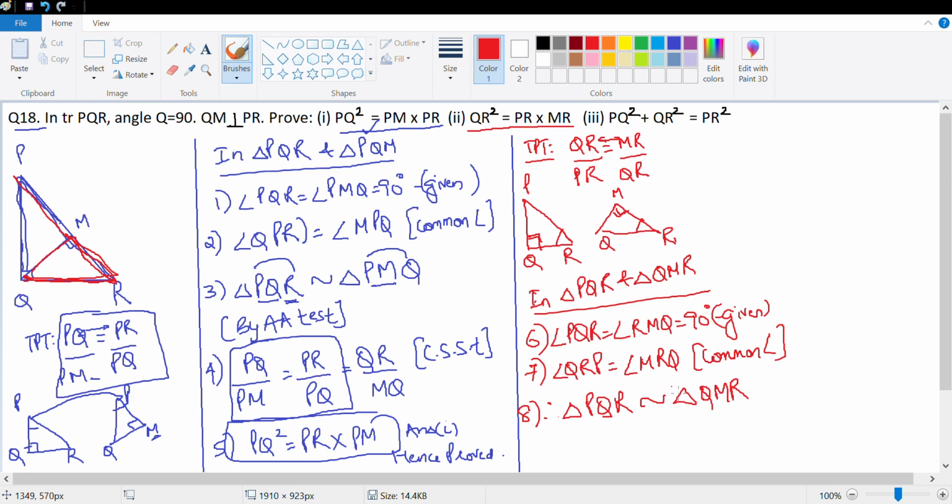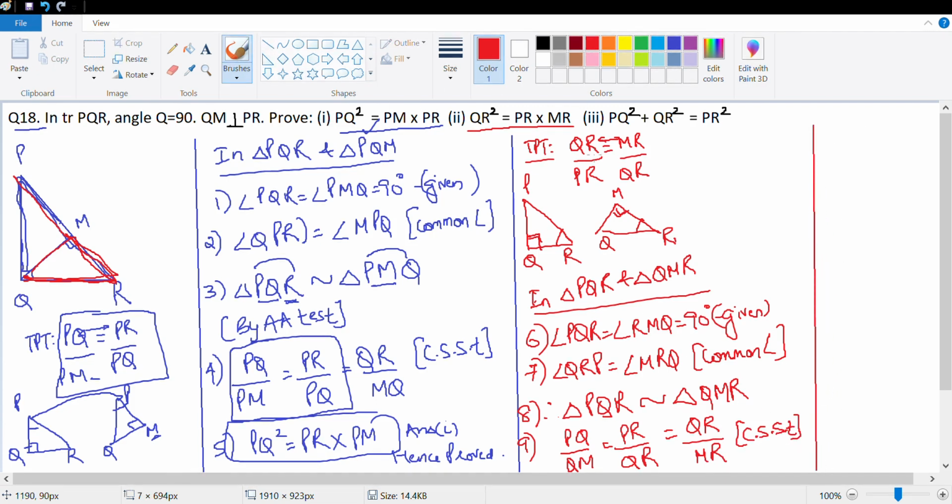So PQR is similar to QMR, which means I can write the corresponding sides of similar triangles are in proportion. So this would be PQ upon QM is equal to PR upon QR is equal to QR upon MR. This is CSST. Done.